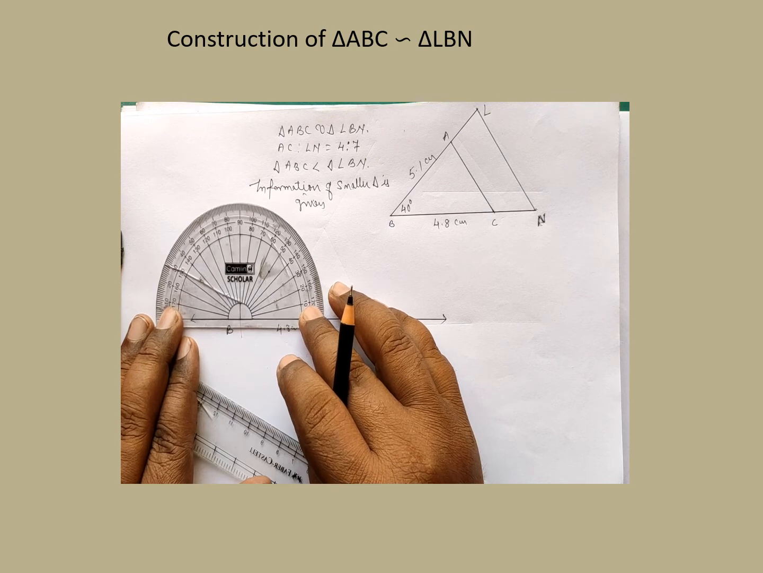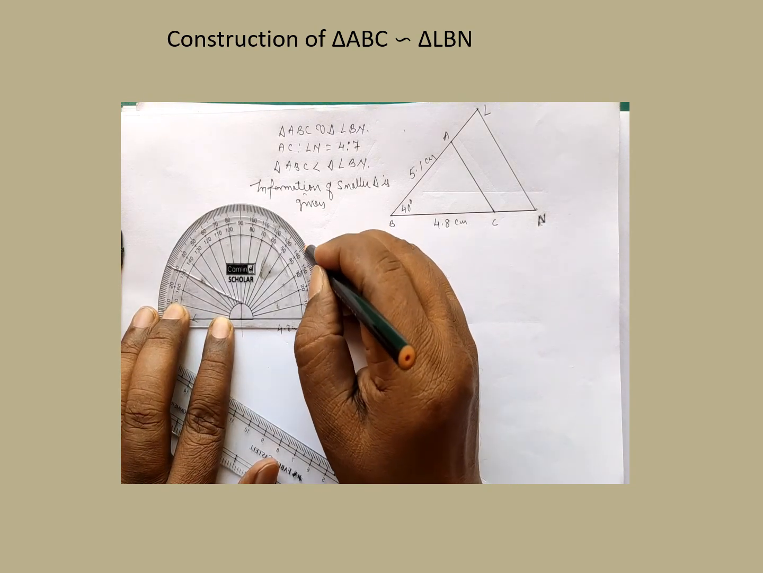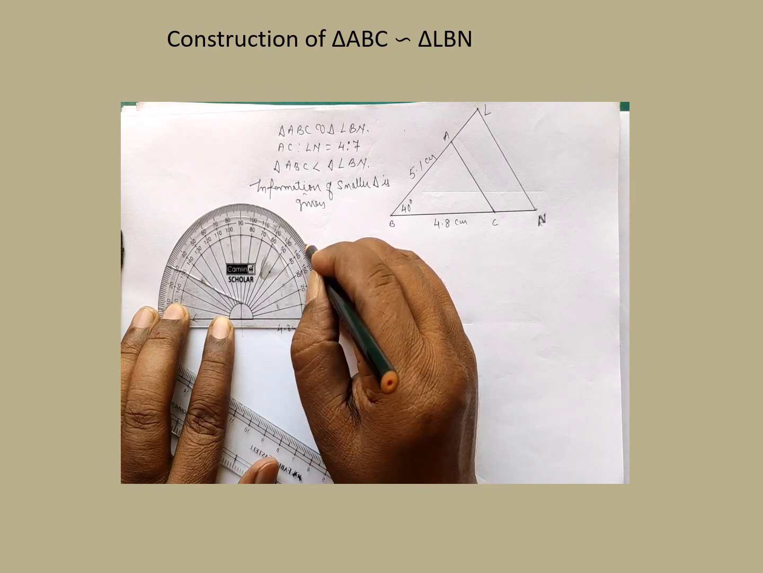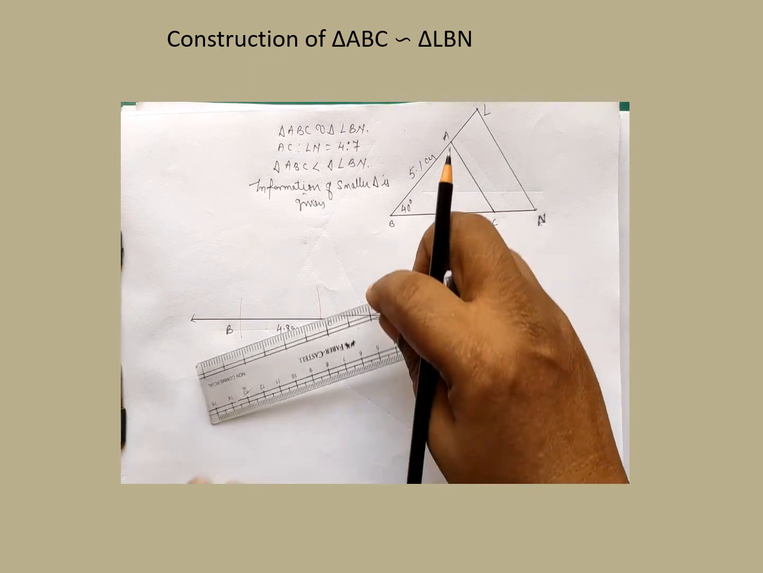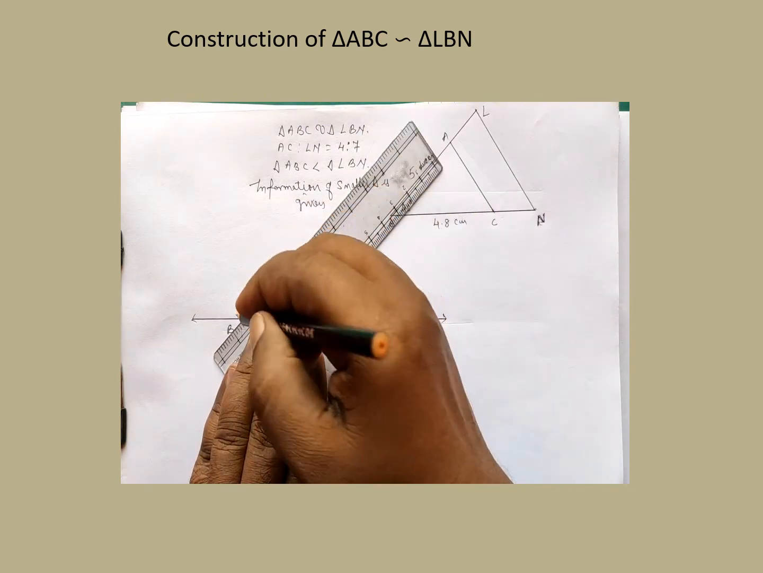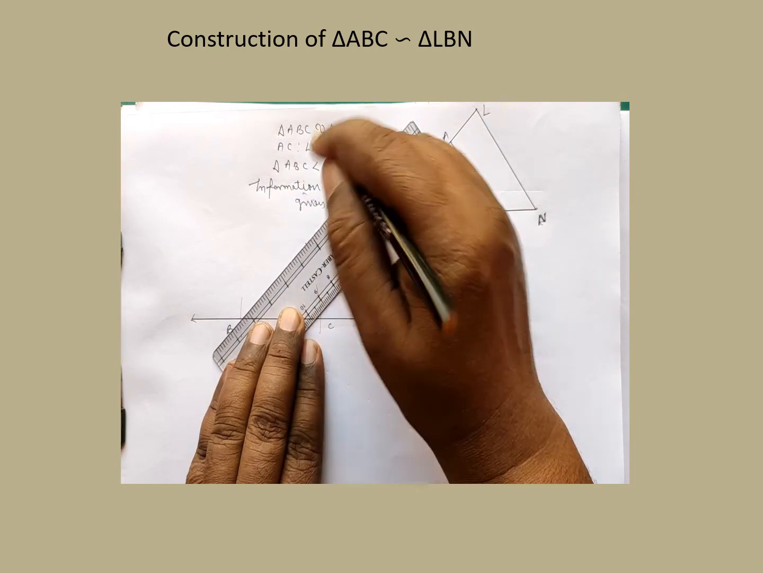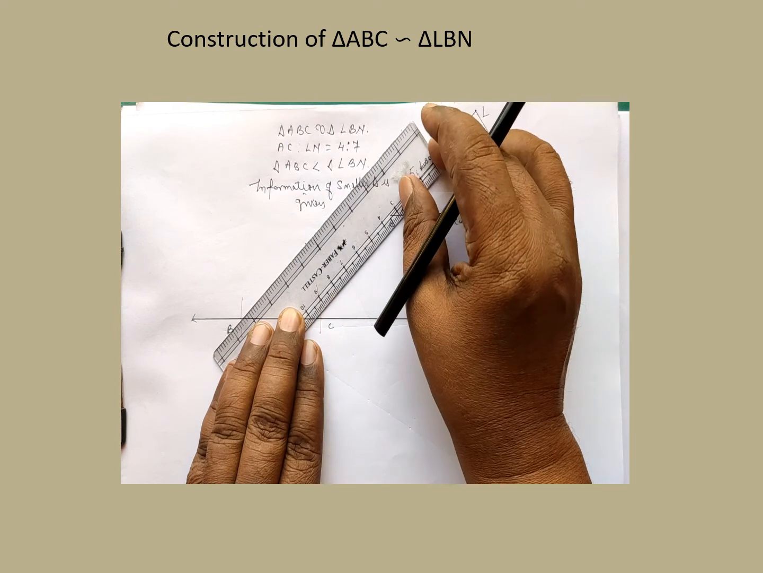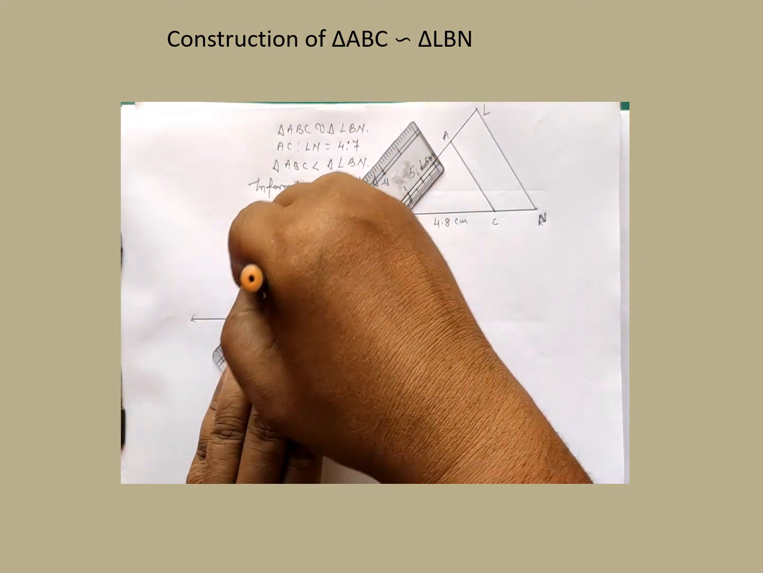So the protractor is kept properly at point B. Counting begins. Here, 40 degrees. We will draw a line passing through it. Confirm whether the lines are drawn properly from the points so that the angle does not change.